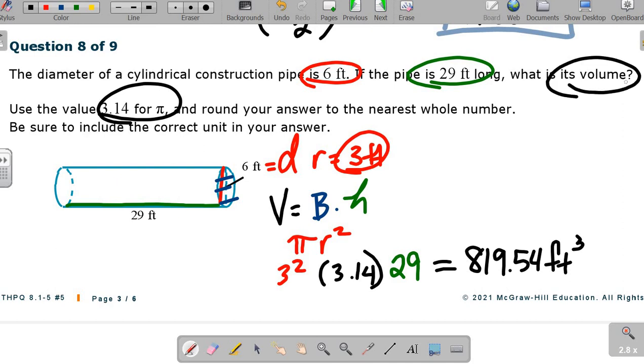What is its volume? Said round your answer to the nearest whole number. That's very important. You actually read those instructions there. So because of those instructions, our answer is going to be 820. Make sure you read the instructions.